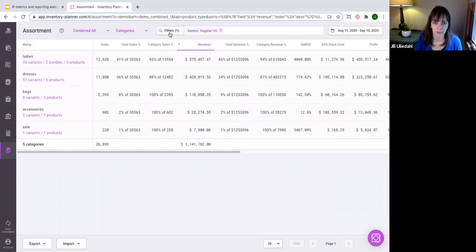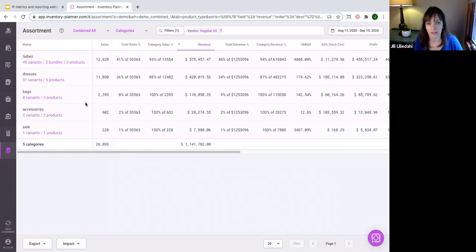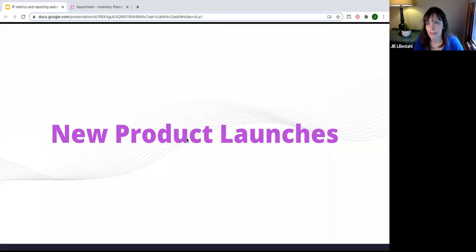Again, you could bring in different filters. So this could be tags, brands. You could even filter down by warehouse. We're looking at a combined view here. So there's a lot of ways that you could really slice and dice this information to get a better sense of what's happening across your store for performance.